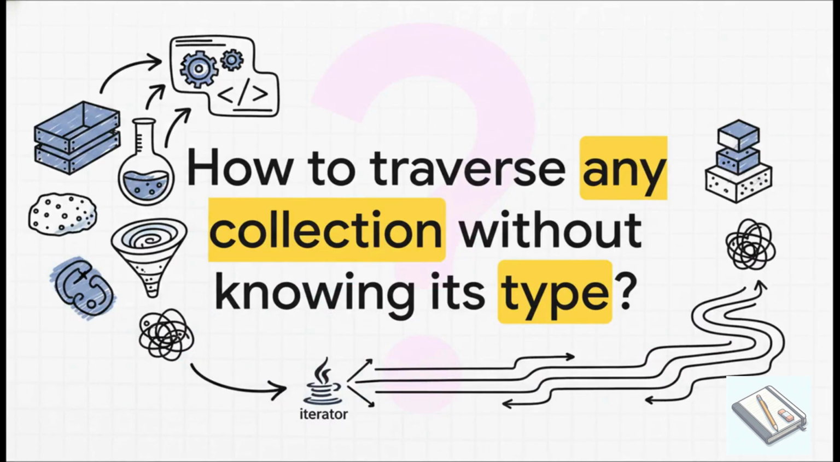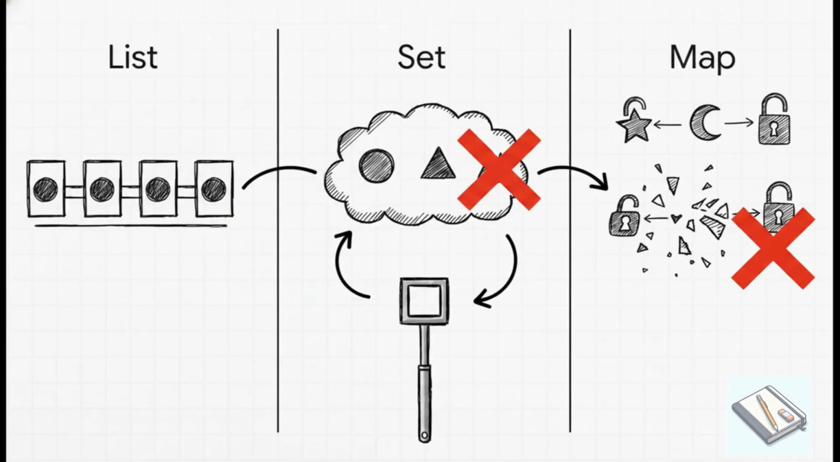Okay, so here's the real problem we're up against. You've got data in lists, you've got it in sets, and who knows what else. How on earth do you write just one piece of code that can gracefully walk through any of them without a ton of if-else statements?